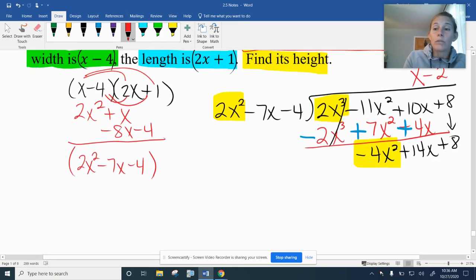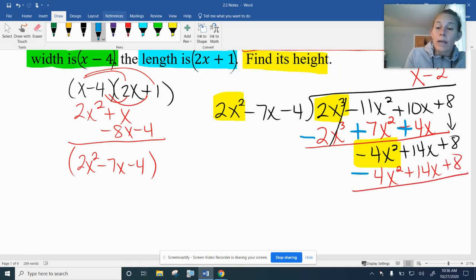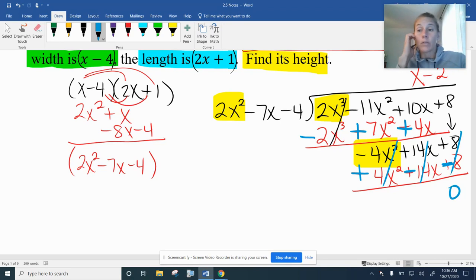So now I'm going to multiply my negative 2 to the 2x squared, giving me negative 4x squared. Negative 2 times negative 7x will be positive 14x. And negative 2 times negative 4 is positive 8. Notice when I subtract, this becomes a positive and these become subtraction, and then all three of those cancel, leaving me a remainder of 0. You have to get a remainder of 0 in order for this to be a factor.